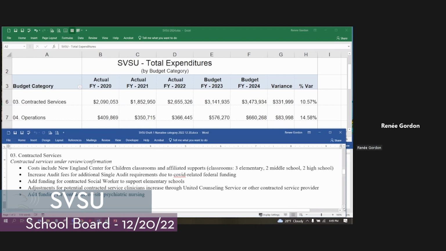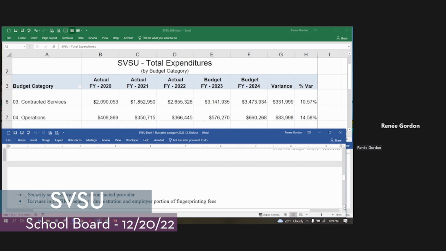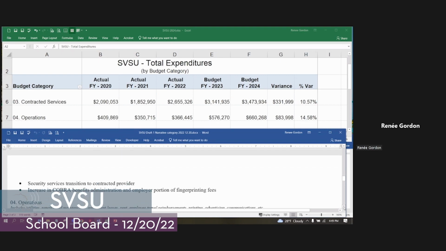And then on the next page of the narrative, contracted services continues. We'll be transitioning our security services from an employee to a contracted provider next year, so we've factored that in. And then I reviewed the costs for our COBRA benefits administration and what our fingerprinting fees have been for the past couple of years. Both of those warranted small increases for those budgets as well.